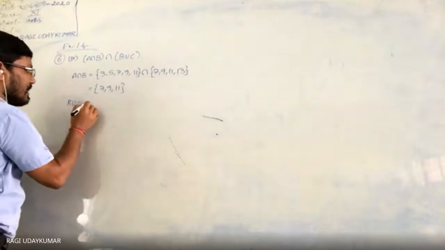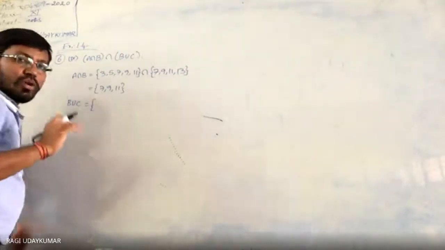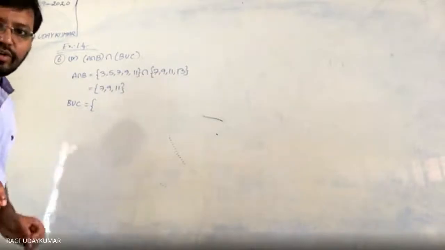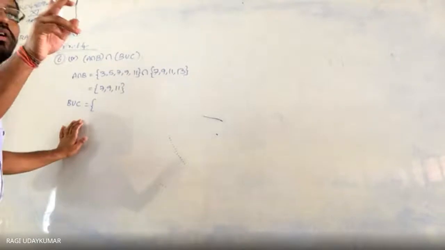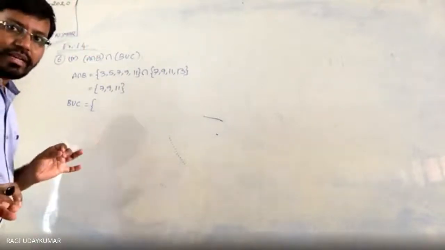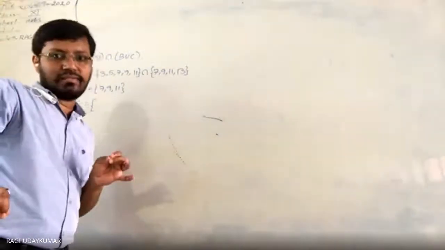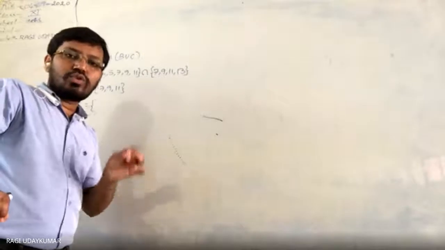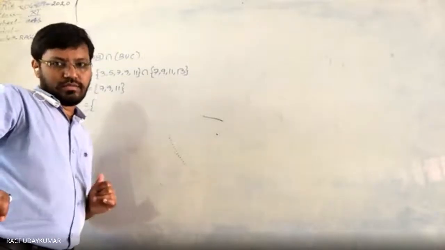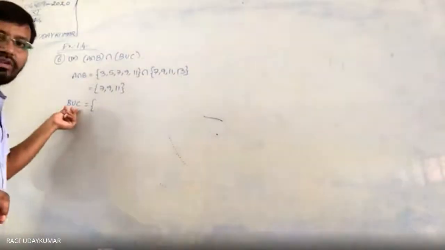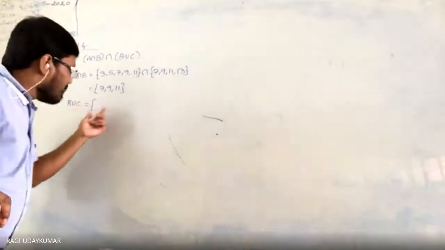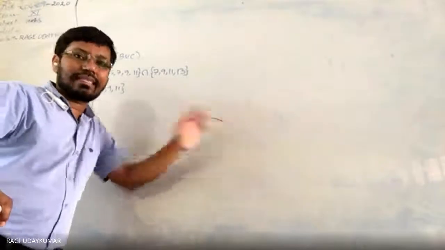B union C. See here, to avoid confusion, you write the sets. Some students will write B union C, and from the question itself they'll see the sets and that really creates confusion sometimes. It leads you to write wrong answers. My best suggestion is that whenever the question is given to you like this, B union C, write the B set union C set.